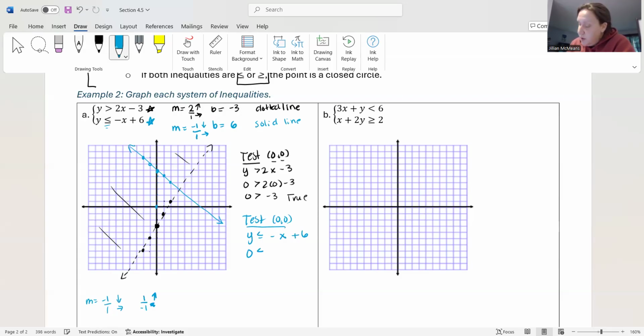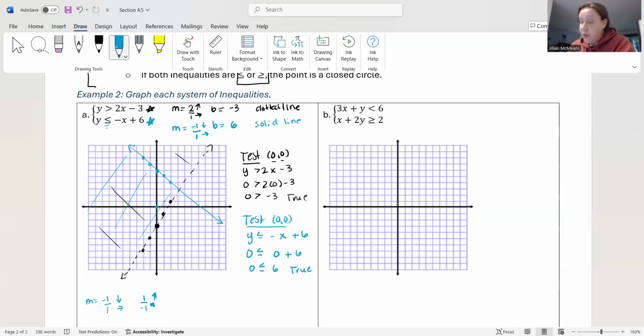So I have 0 is less than 0 plus 6. So I get 0 is, well, less than or equal to 0 plus 6, which is 6. And this is again true. So this tells me this point 0, 0 is part of my solution set. So I would want to shade below the line.